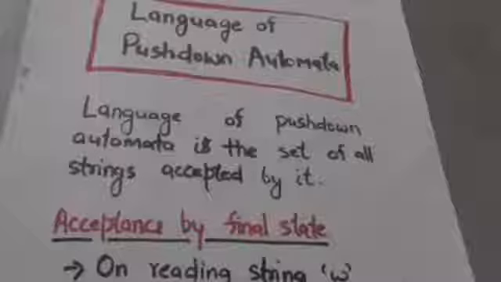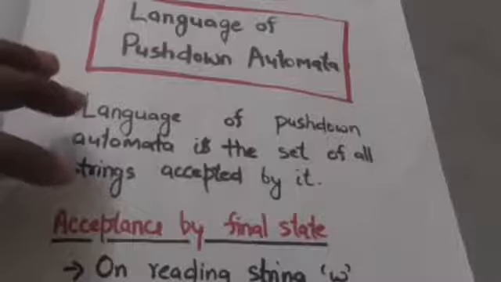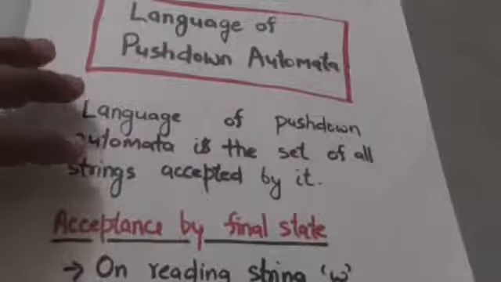Hello friends, welcome back. In this tutorial we will study the language of pushdown automata. The language of a pushdown automata is the set of all strings accepted by the pushdown automata. A pushdown automata can accept a string in two ways, either by final state or by empty stack. First of all, we will discuss acceptance by final state.